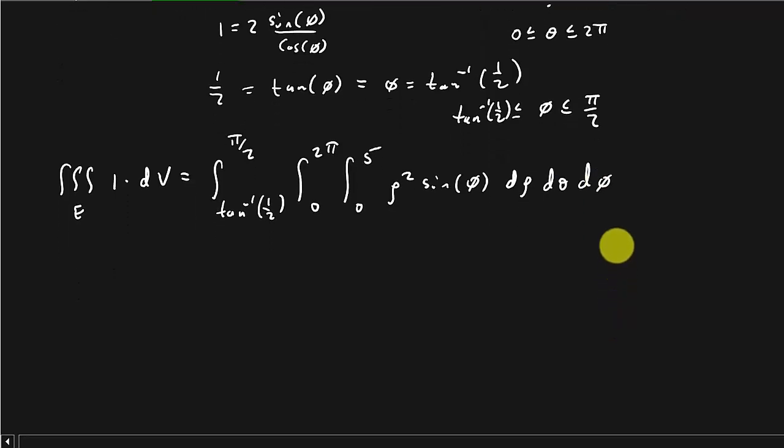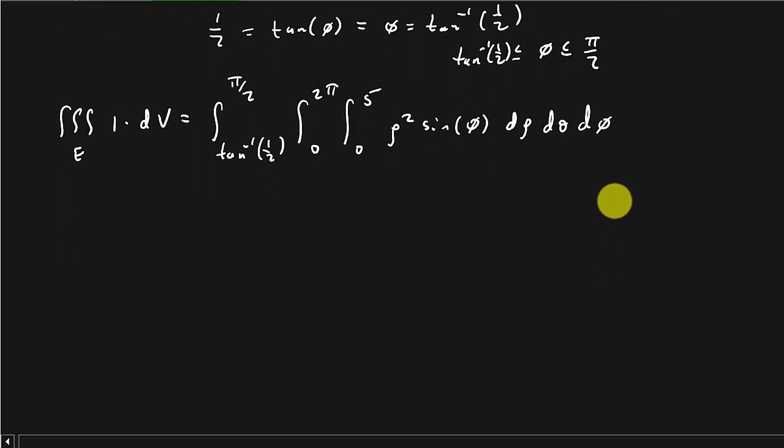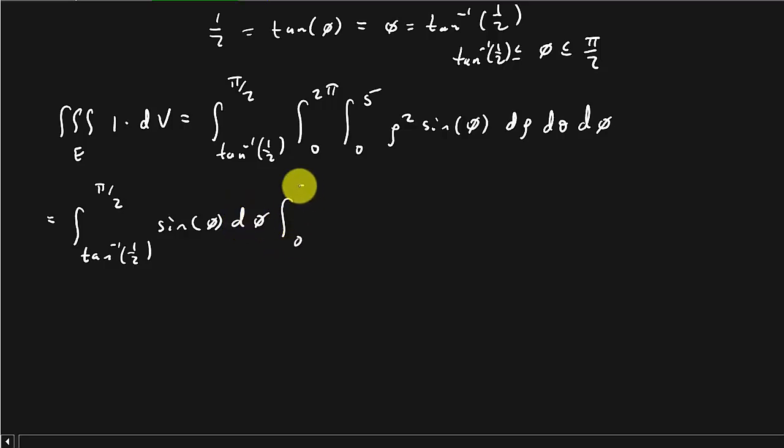All right, so now we are ready to integrate this thing. So we'll look at this. We can do each one of them individually and multiply. So this is going to equal the integral from inverse tan of 1/2 to pi over 2, and that's for phi, that's going to be sine phi d phi, and then 0 to 2 pi d theta, and then 0 to 5 rho squared d rho.